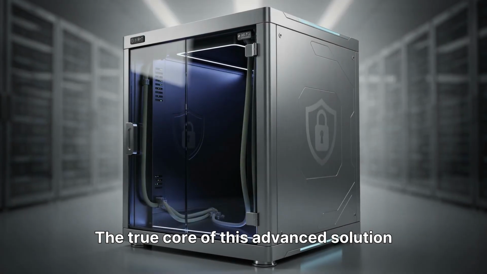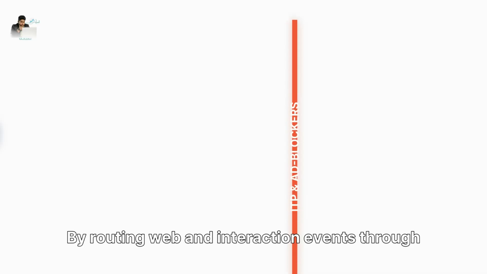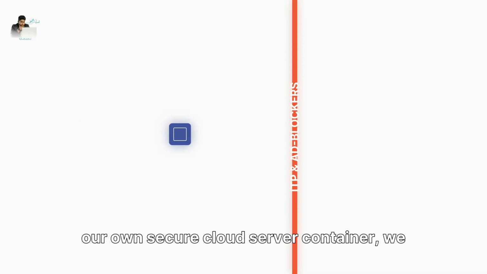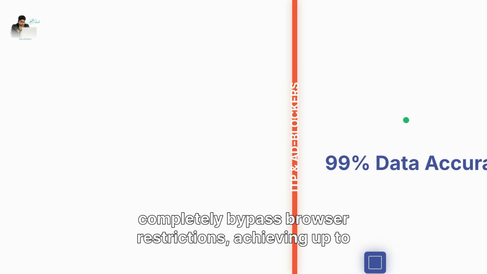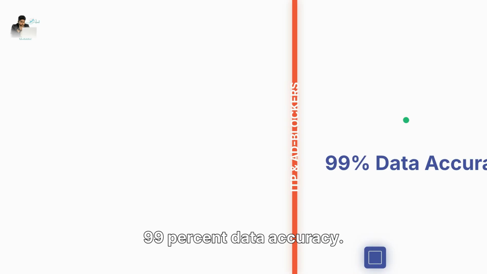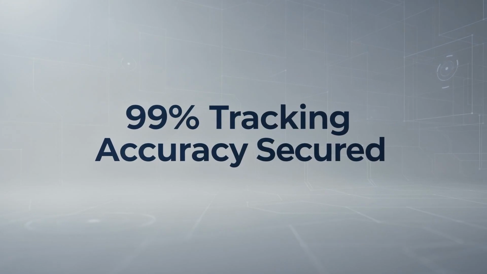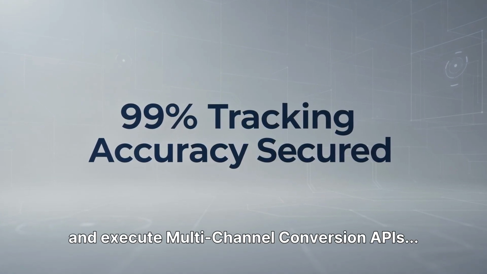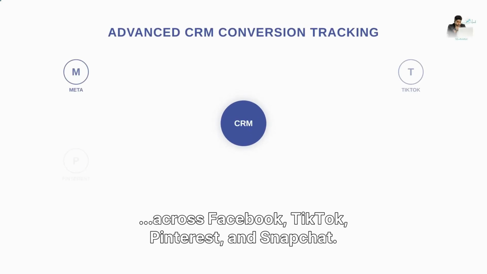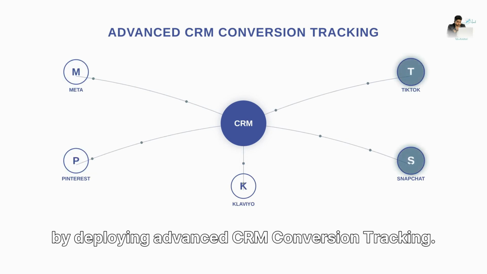The true core of this advanced solution relies on server-side tracking. By routing web and interaction events through our own secure cloud server container, we completely bypass browser restrictions, achieving up to 99% data accuracy. From our cloud server, we deliver pristine event parameters directly to Google Analytics 4 and execute multi-channel conversion APIs across Facebook, TikTok, Pinterest, and Snapchat, but we take it a step further by deploying advanced CRM conversion tracking.